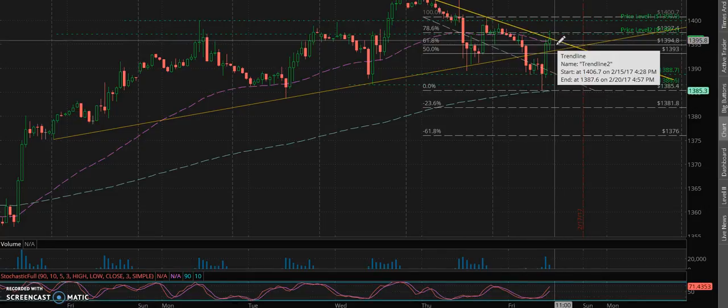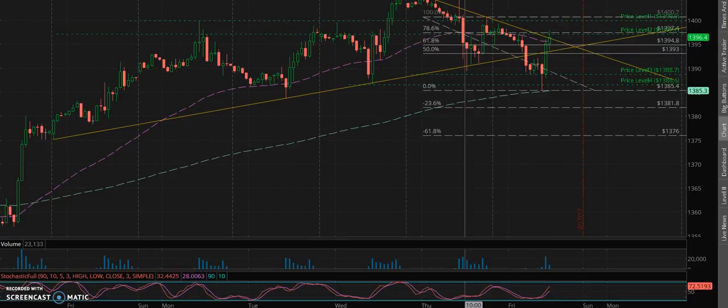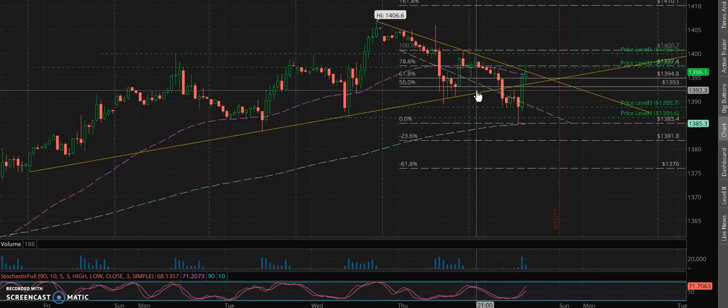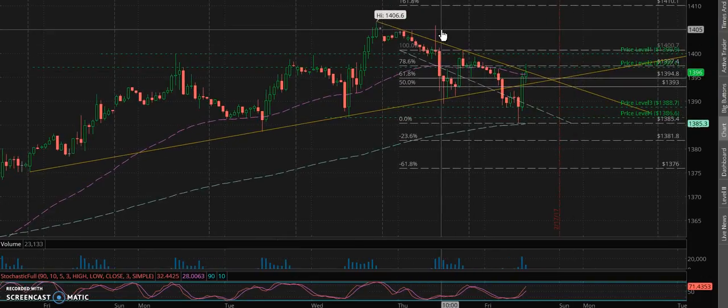Now you can see here that the body is trying to close below. We're struggling to push above this lower trend line here, this downward trend line. That was established over the last couple of days when we hit that 1406.6 level and then eventually started pulling down. You can see that it was established here, and actually let me pull my chart down a little bit because the screen recording software doesn't capture everything.